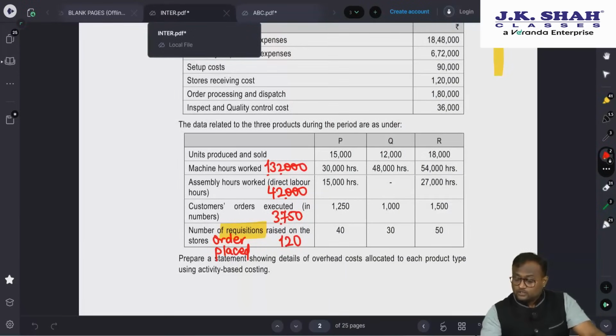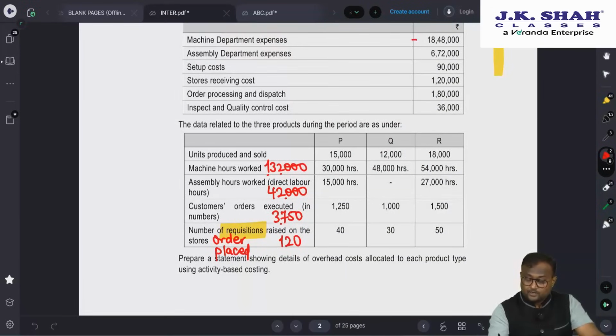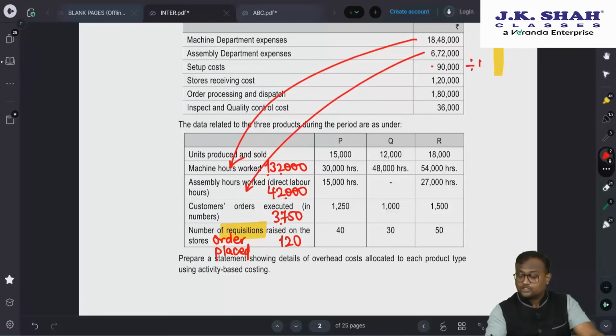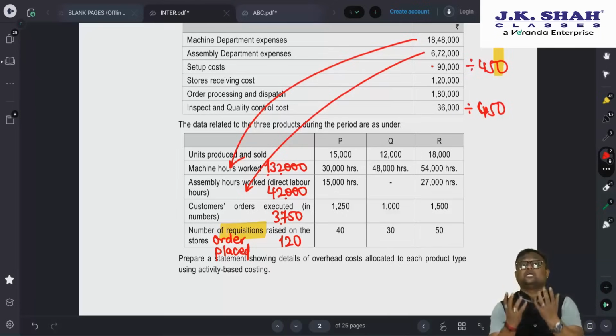Understood this? For the machine department, machine hours will be the base. For the assembly department, assembly hours will be the base. For setup cost, the number of batches will be the base. For inspection, the number of batches will also be the base. After every batch, there is a setup, which is where you set the machine or infrastructure up for the next production run. If there are 5 batches, there will be 5 setups; 10 batches, 10 setups; 20 batches, 20 setups. So the number of batches should be taken as the base.